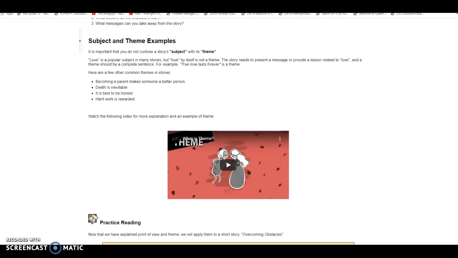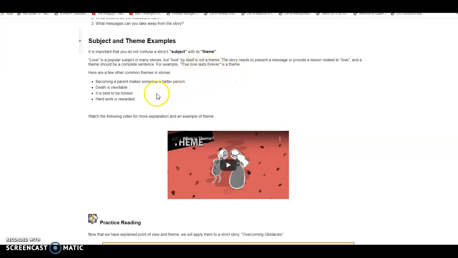It's important to know the difference, though, between subject and theme. So when we think of a subject, the example here is love. There's lots of stories where the subject is love, like romantic stories and movies. But that's not the theme. The theme has to be something more specific. So a story needs to present a message or provide a lesson related to love in order to have a theme. For example, a theme about love could be true love lasts forever. There's lots of romantic movies and stories that have that message, that true love lasts forever. So that would be a theme.